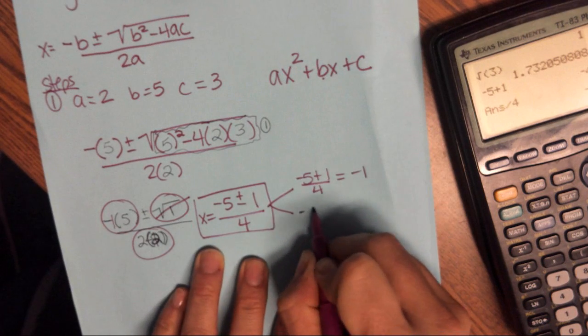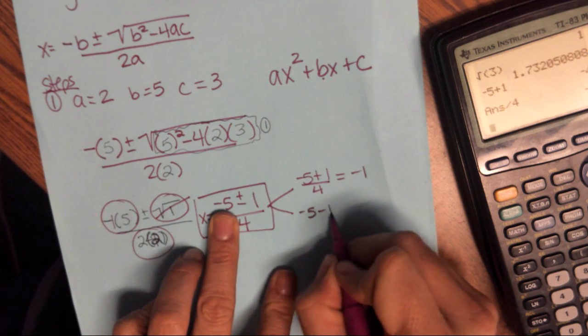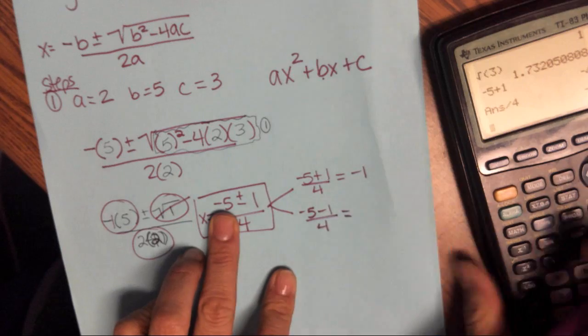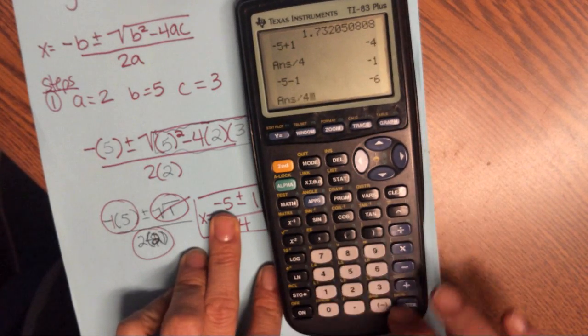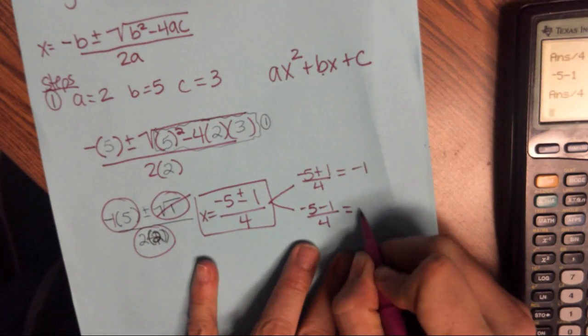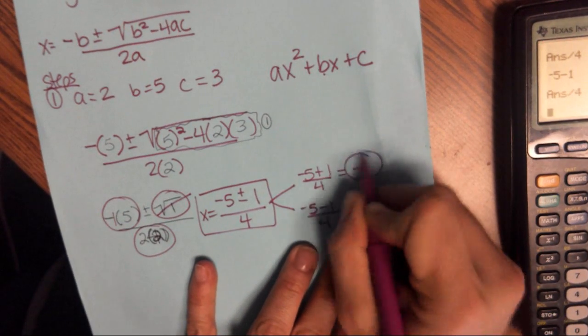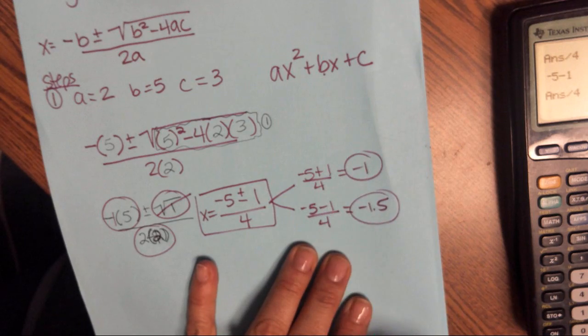Okay, the other solution, you do negative 5 minus 1 over 4. So negative 5 minus 1 is negative 6, and then divide that by 4, and you get negative 1.5. So that's your two solutions, negative 1 and negative 1.5.